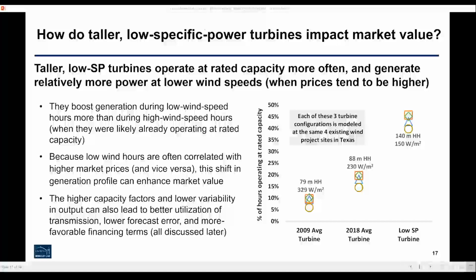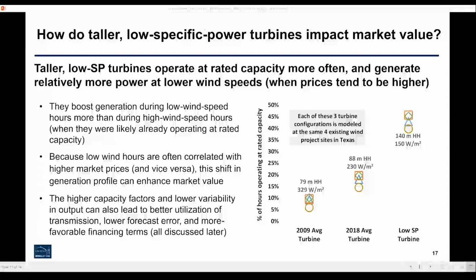But specifically, by spreading out your generation over more hours, you're able to make better utilization of transmission equipment. And you can reduce your forecast error as you lower your overall variability of wind power by spreading it out in that manner. So how much of a difference does low specific power make to the amount of time turbines run at rated capacity? That's the question that we answer in this figure to the right.